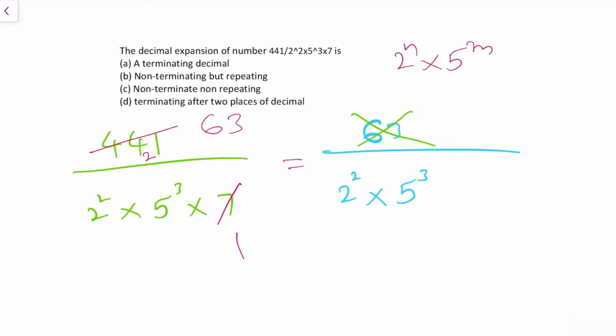Now if we observe the denominator clearly, here 2 power something, 5 power something. So obviously this is in the form of 2 power n into 5 power m. So definitely I can say that 441 divided by 2 square into 5 cube into 7 has a terminating decimal. So option A is the correct option.